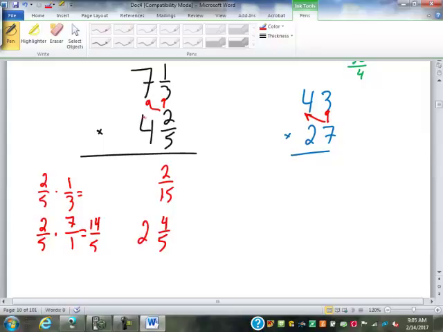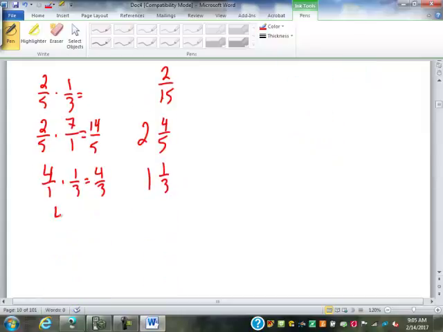So we're done with the 2/5. We move over to the 4. So we have to do 4 times 1/3. Again, it's 4 over 1 times 1 over 3, which is 4 thirds, or 1 1/3. And then 4 times 7, which is 28. Now we have to combine all of this.